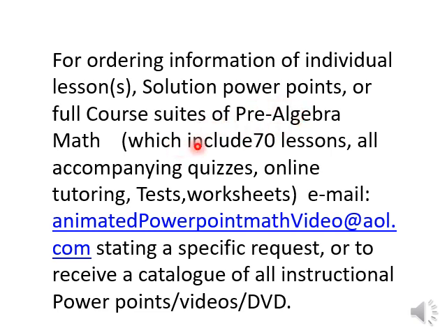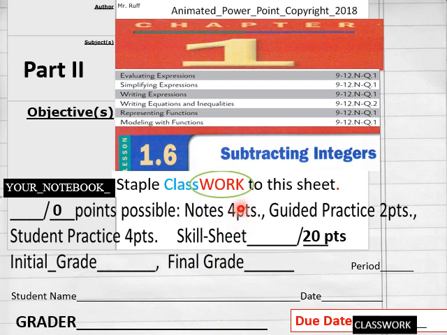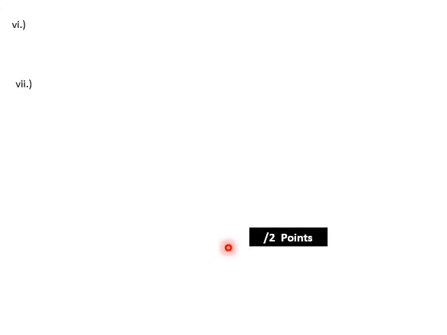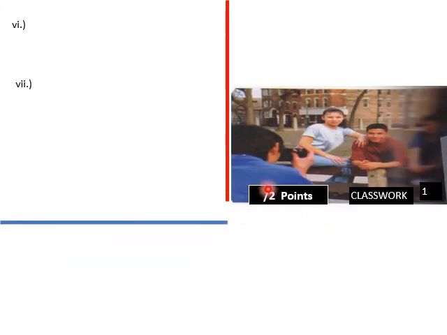Hello everybody, getting ready to do lesson 1.6 part 2 classwork today for pre-algebra math. You got 20 points on your classwork sheet. Put your name, date, period on your phone, your tablet, or your paper. Subtracting integers. Let's go right into today's lesson.